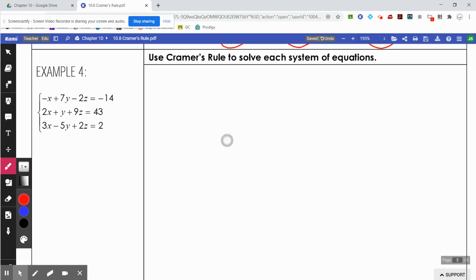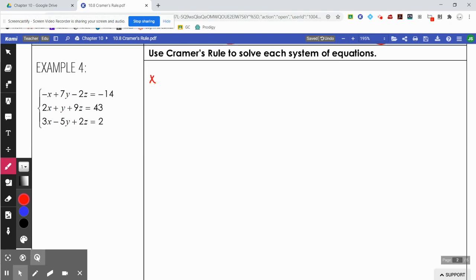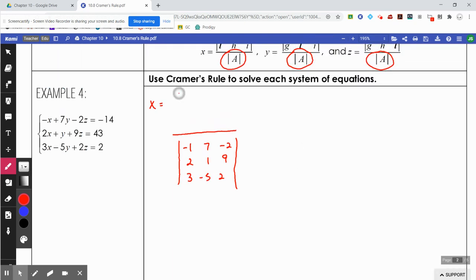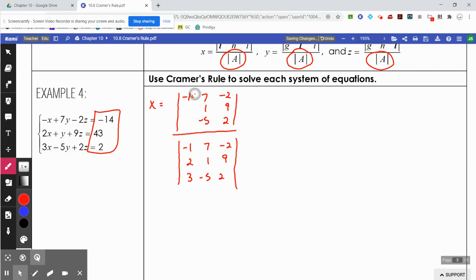Therefore, let's go ahead and try one of these. Let's start with x. So x is going to equal, let's start with the bottom. The bottom is going to be the determinant of your coefficient matrix, which is negative 1, 7, negative 2, 2, 1, 9, and 3, negative 5, 2. The top, your y and z columns stay the same, 7, 1, negative 5, negative 2, 9, and 2. Your x column is replaced with these 3 numbers, negative 14, 43, and 2.